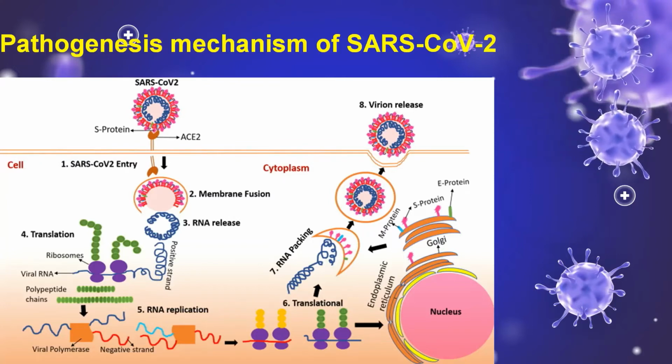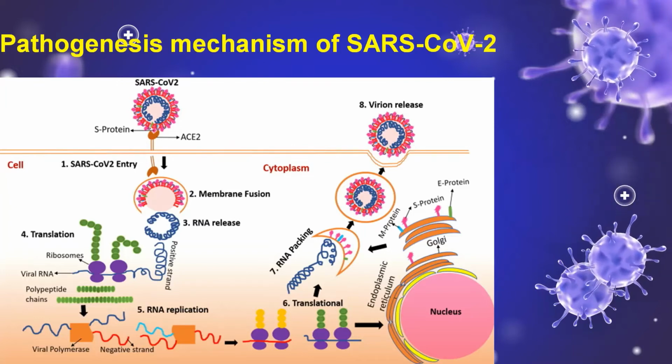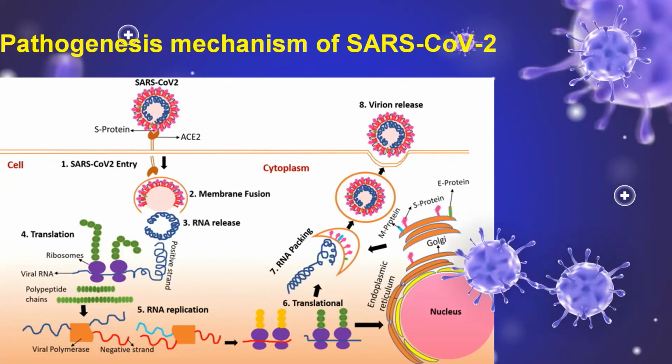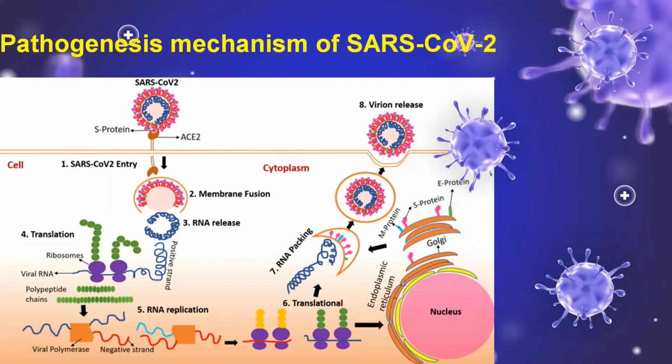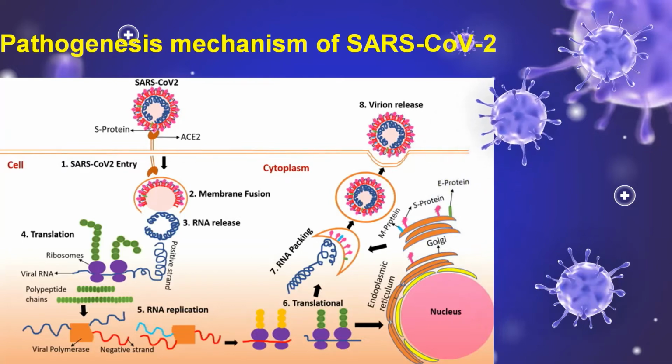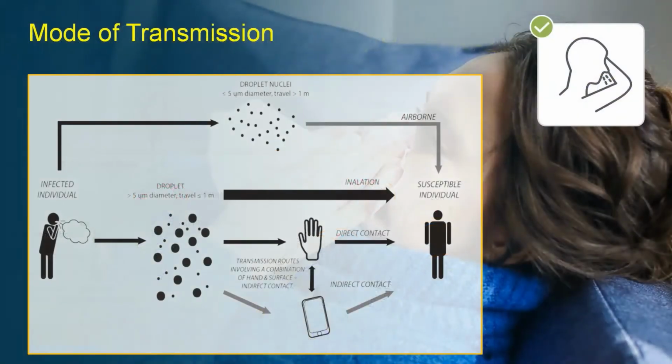The mechanism of action starts with the S glycoprotein binding to the ACE2 receptor while the virus enters, and membrane fusion and RNA release occur, followed by translation using the ribosomes, producing polypeptide chains, and then RNA replication starts via the viral polymerase. Of course, all these actions occur inside the cytoplasm where the structural proteins are synthesized, and they are then transferred to the endoplasmic reticulum and Golgi compartment for the final encapsulation and the new viral release.